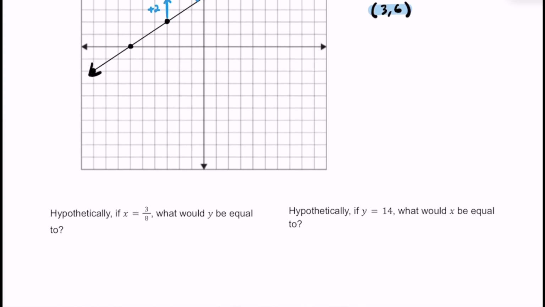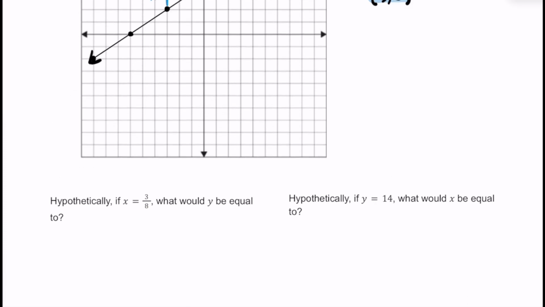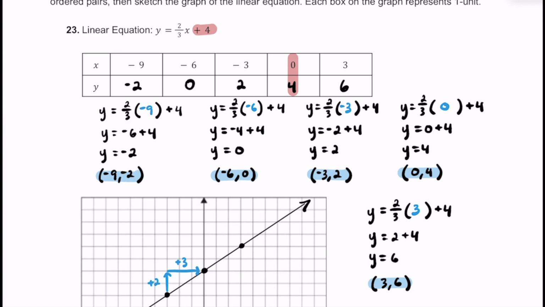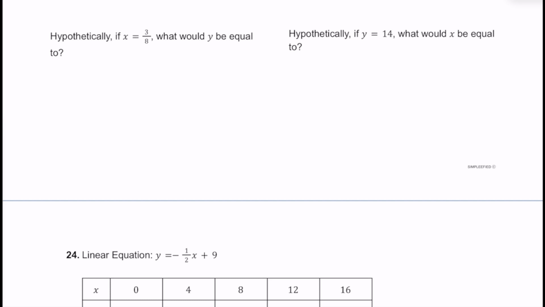All right, let's try some hypotheticals here. So let's say that x is equal to 3/8. Let's go ahead and see what's going to happen here. So if we take our linear equation, which is y is equal to this 2/3 x plus 4, let's go ahead and write that down. y is equal to 2/3 x plus 4. Right? We're saying hypothetically, what if x is equal to 3/8? Let's go ahead and change x to 3/8 here.